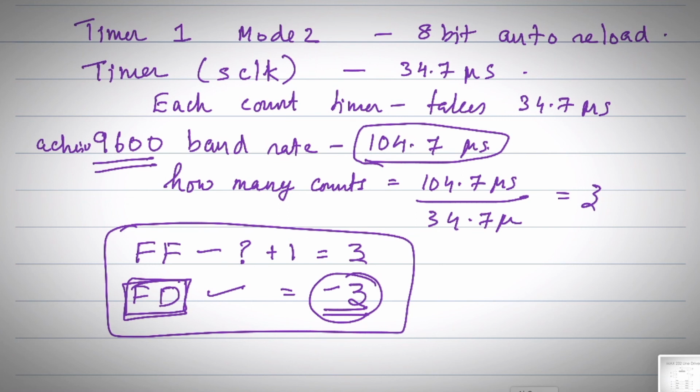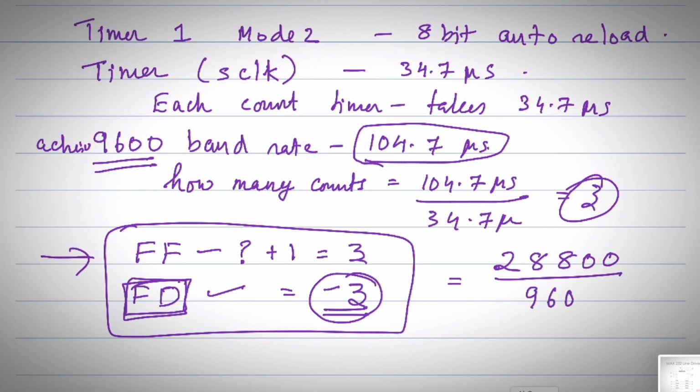So you can just directly say that you will load minus 3, and you don't need to really calculate all this complicated thing. Okay, so how do you get the calculation for each baud rate? What should be the value loaded is now we can easily find out. We can also get this value 3 just by dividing your serial clock, 28800, by the required baud rate, 9600. Whatever value you get, that many counts are required, or minus of that value will be the initial value to be loaded.